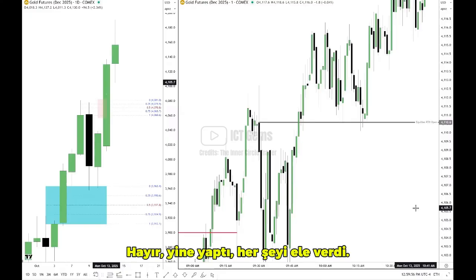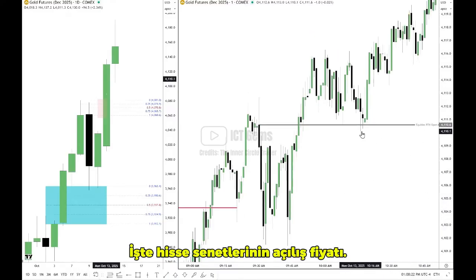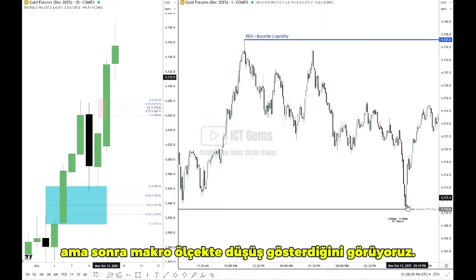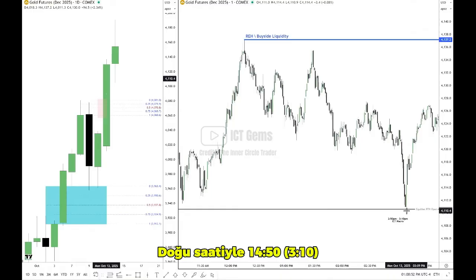Oh no, he just did it again. He just gave away. Yeah, I did. But anyway, here's the equities opening price here, and it trades down to that, and you get that run here. But then we see it trade down into the macro of 2:50 p.m., 3:10 Eastern time.